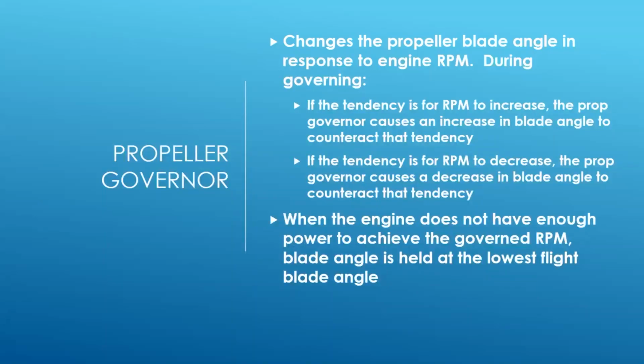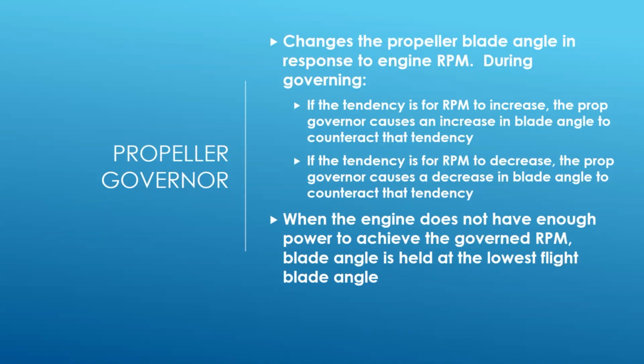Last time we were looking at this section, we got to the propeller governor and talking about how it works. Just a quick review of that. The propeller governor ultimately is going to control the blade angle. How does it control the blade angle? What do we use to alter the blade angle? Oil pressure. Okay, we use oil. It's a hydraulic action to move the blades.